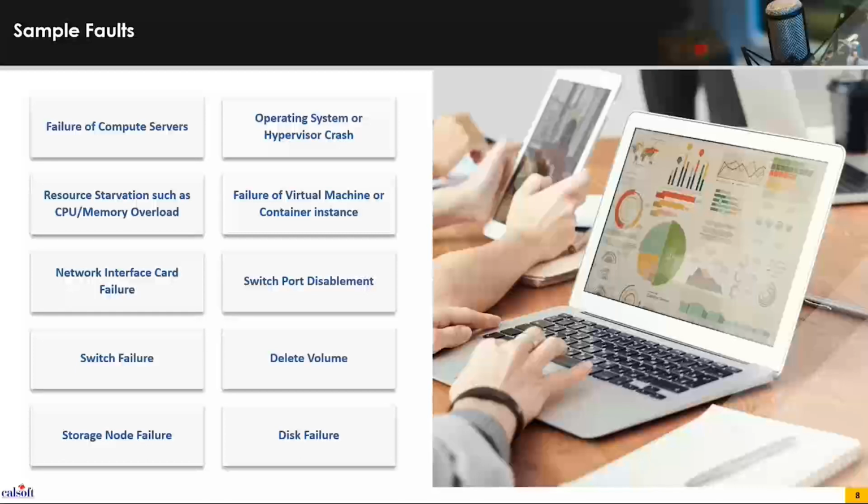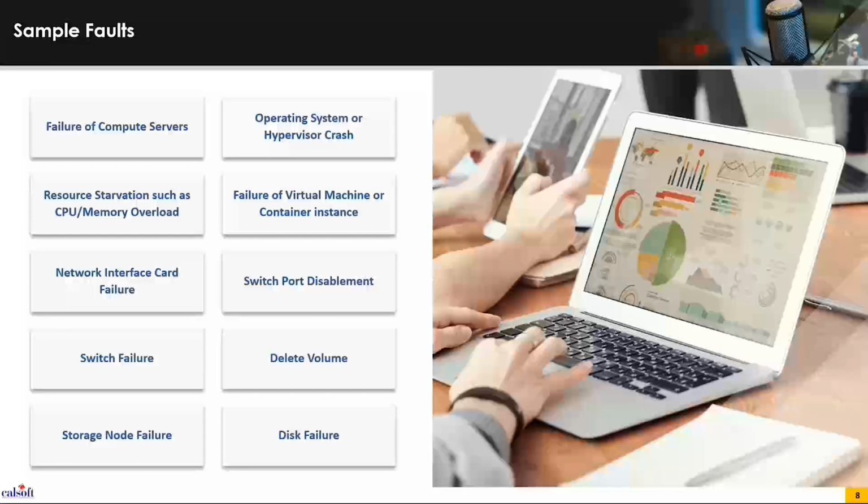So these are the few sample faults, I would say, that we commonly use across various customers or solutions. And again, we have customer-specific ones, which I'm not capturing here, but these are the few typical sample faults.